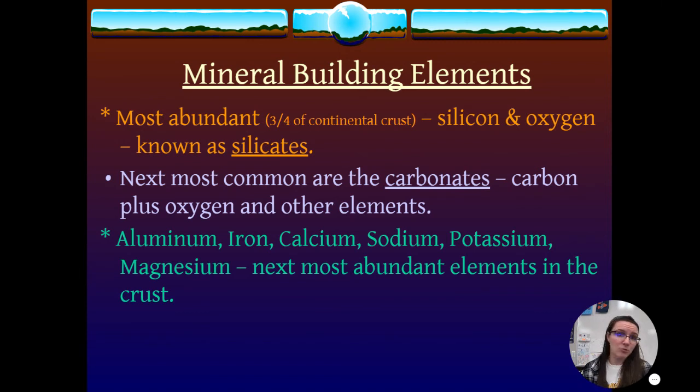Lastly, it is important to know about what different elements build minerals. The most abundant minerals that we see on the surface of the earth are known as silicates. They are made up mostly of silicon and oxygen, and that is like 3/4 of the land on earth is made up of minerals that are silicates. Next most common is the carbonates, which are made of carbon, oxygen, and whatever other things you need. And the next most abundant in the crust are made of things like aluminum, iron, calcium, sodium, potassium, and magnesium. So those are just common elements that are going to come up.